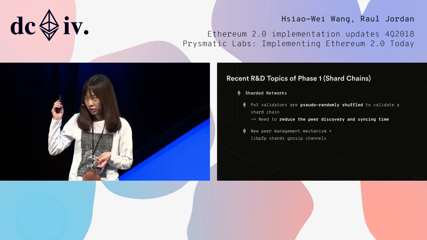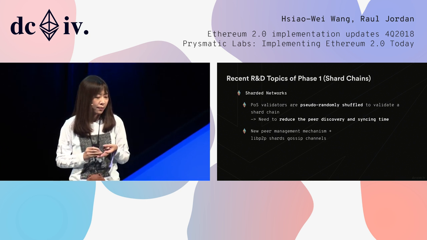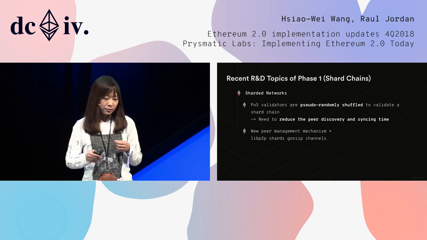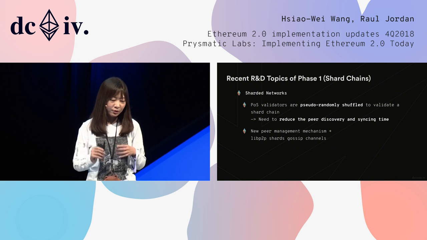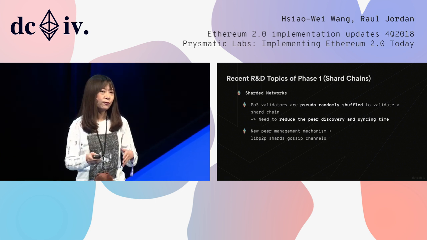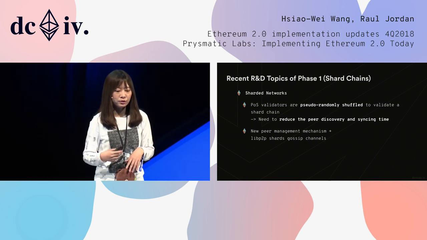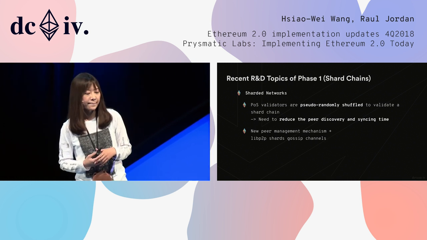So our current idea is that we can use the libp2p gossipsub channels to assign a shard to some specific channels. In that way, we can reduce the connection overhead.